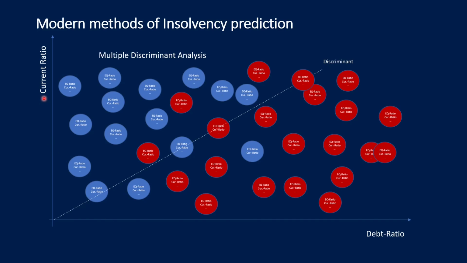But on the other axis, we now see the current ratio. And of course, the good companies will rather have a high current ratio, the bad companies will rather have a low current ratio. Accordingly, we are looking for that discriminant function that can discriminate between the good and the bad companies as well as possible. So the same idea as the simple discriminant analysis, here in a multidimensional space: MDA, multiple discriminant analysis.